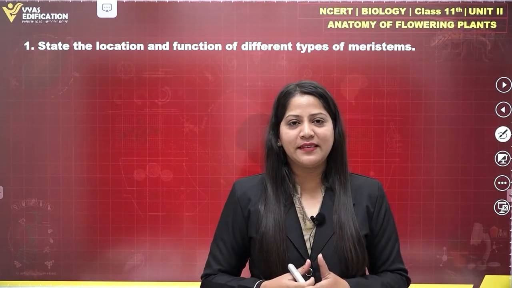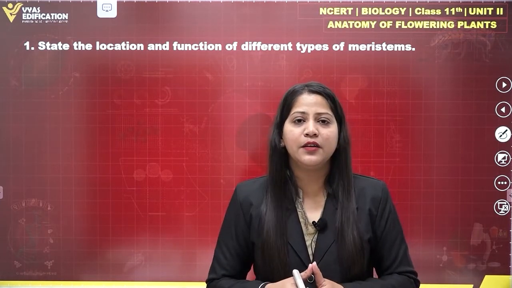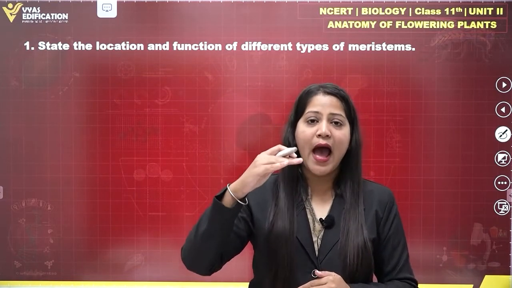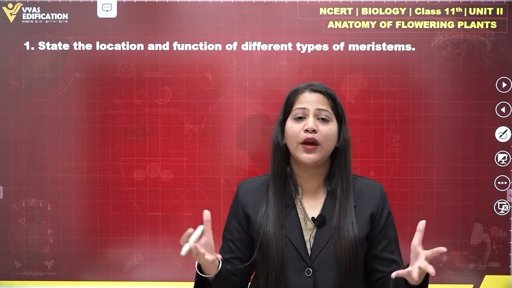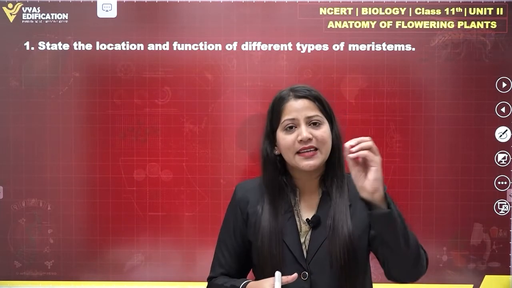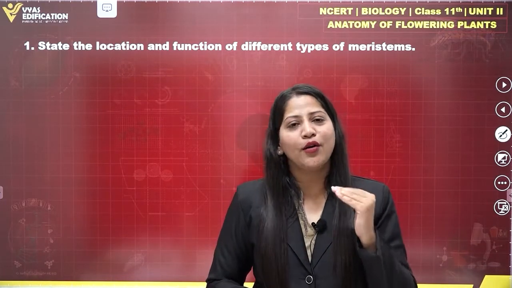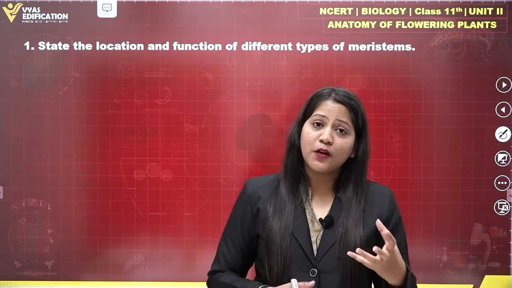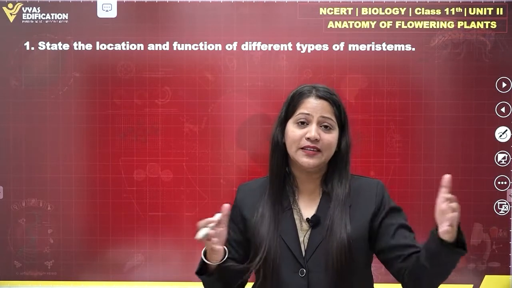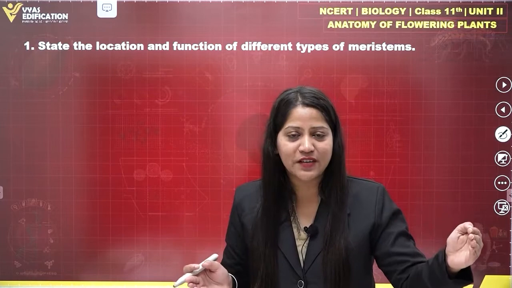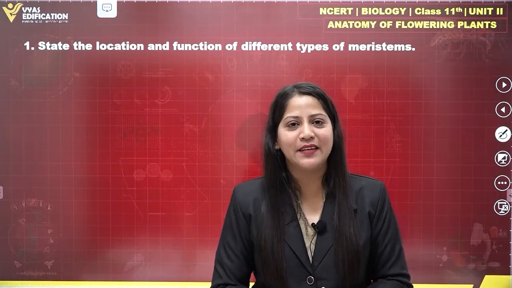Then the second type of meristem we have is intercalary meristem. Now, where is it found? Intercalary meristem is found above and below the stem nodes and also on the leaf bases. So what is the location of intercalary meristem? It is found just above and below the stem nodes and on leaf bases. Right? Now what is the function of this intercalary meristem? It helps in the growth of internode and also helps in the growth of leaves. So this is the function of intercalary meristem.